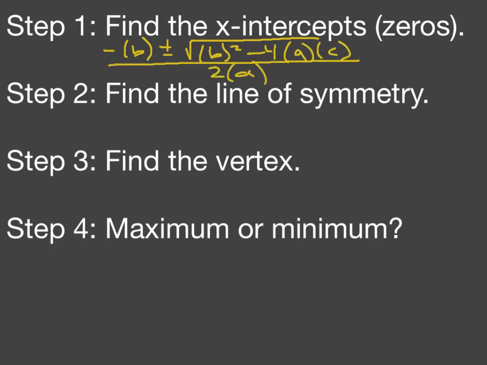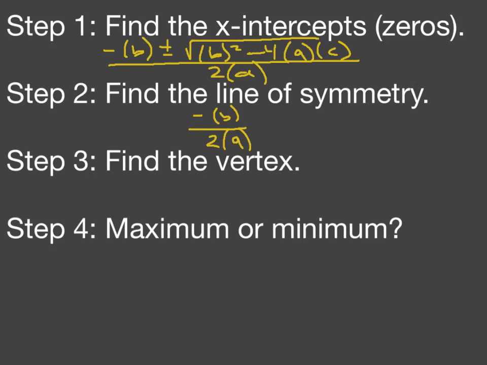Step 2 is that you're going to find the line of symmetry. We have a short little formula to help us find the line of symmetry. This formula is negative b all over 2a. Step 3 is you're going to find the vertex. And step 4 is you're going to double check should this equation have a maximum or a minimum.